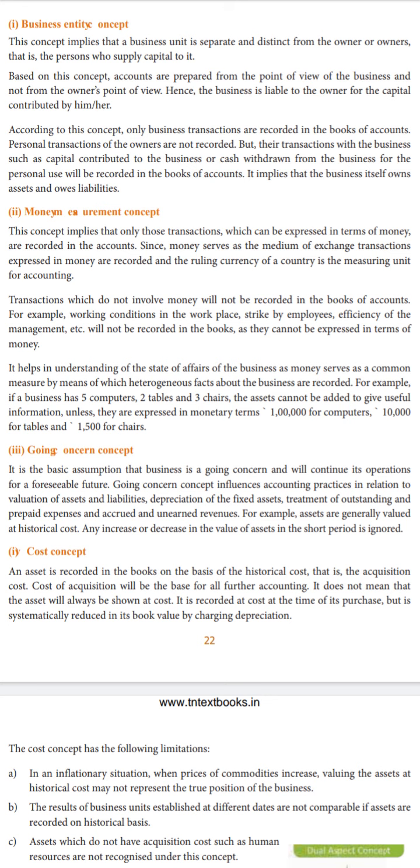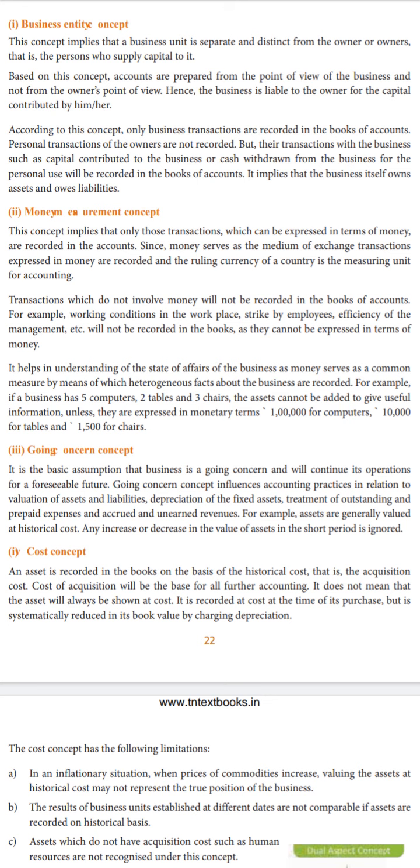There is an example given here. If a business has 5 computers, 2 tables, and 3 chairs, the assets cannot be added to give useful information unless they are expressed in monetary terms. A business may have many computers, chairs and machineries, but we cannot simply enter that we have so many computers or machineries. Instead, the value of those assets is to be entered. That is what is being said here. So it has to be expressed in monetary terms.